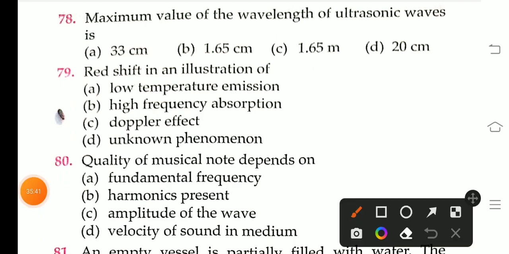Next, maximum value of the wavelength of ultrasonic waves is, right answer option B, 1.65 centimeter. Next, a redshift is an illustration of, right answer option C, Doppler effect. Next, quality of musical note depends on harmonic present, option B.